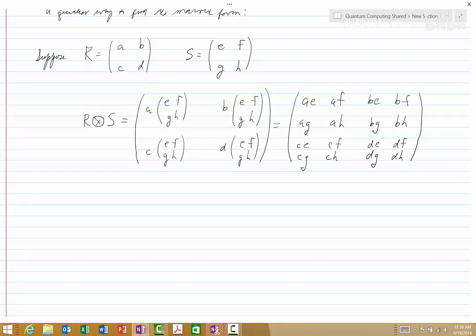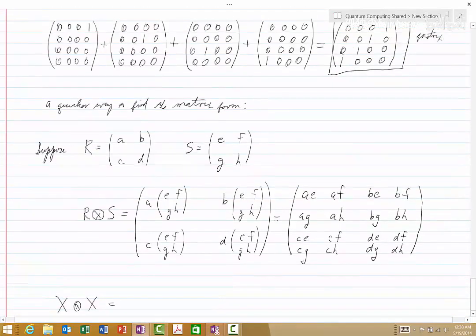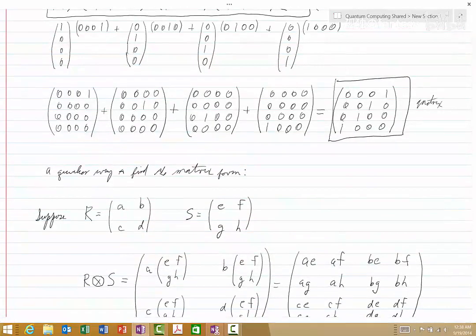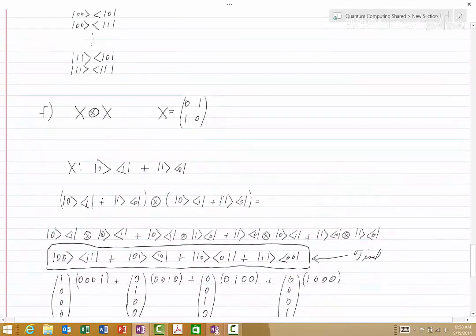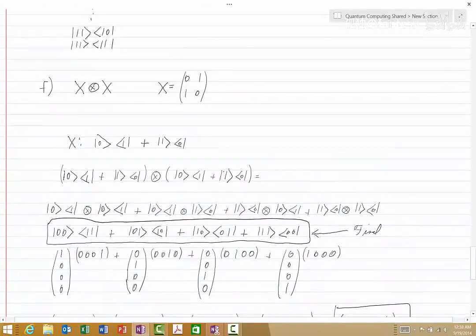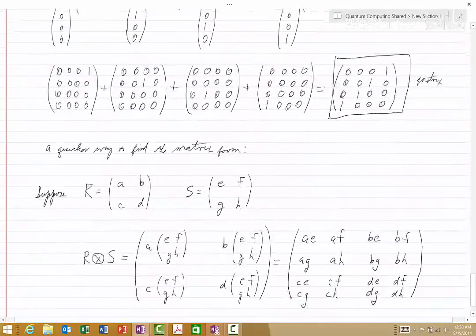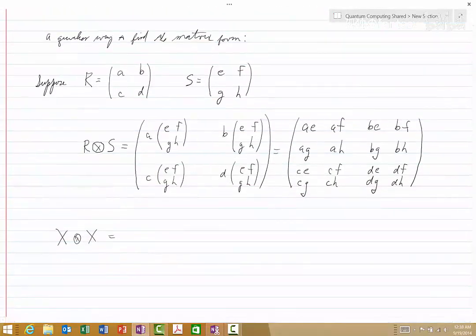But anyway, this would be the way to get directly the matrix form of the tensor product. And just to check it with X tensor product X, and this is a check because we've already calculated it up here. But let's just see that with this new method we come up with the same answer. Okay, here is our matrix for X. So this would be 0, 1, 1, 0, tensor product 0, 1, 1, 0.